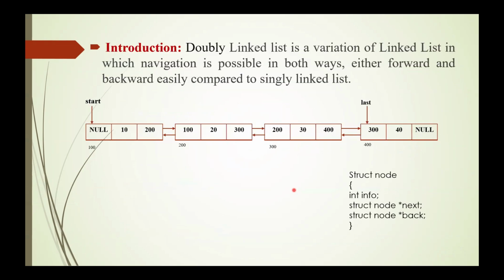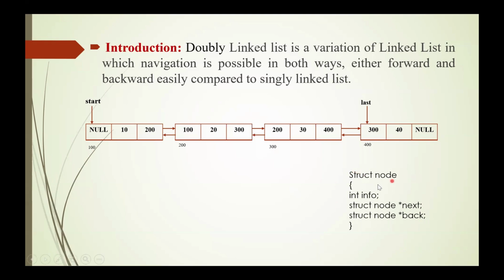So let's start. A double linked list is a variation of a linked list. What is a linked list? We have already covered it in our session, and in our description section I put each and every link. Here navigation is possible both ways, meaning a list of elements linked together that can be traversed in either the forward or backward direction, because there are two pointers.